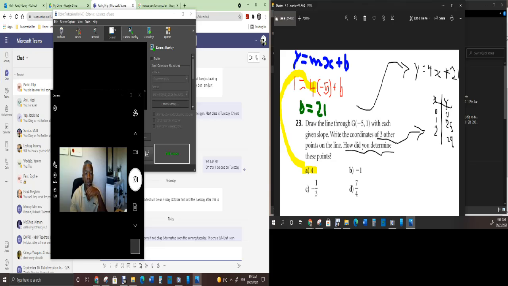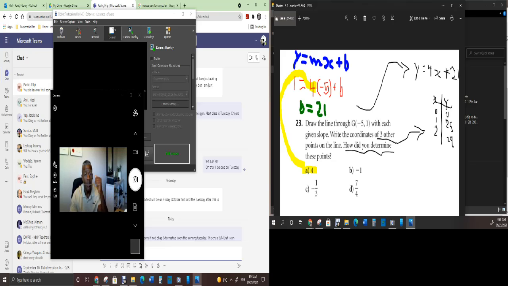The only thing I have left to solve for is b, and then that's going to give me the equation for that line. Once I get the equation of that line, I can then generate my ordered pairs. And I want to make it easy on myself, so I just go 0, 1, 2, and then I can put in my ordered pairs for each new slope that they give us.